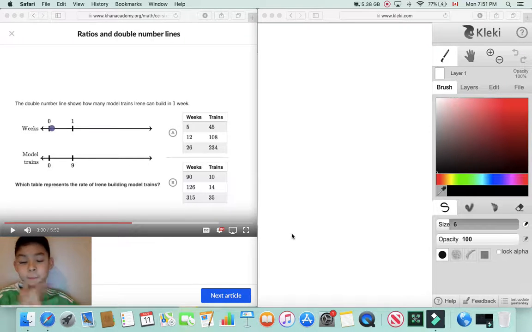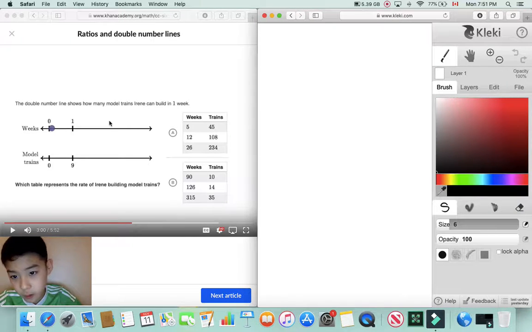Okay, so let me think about this question. So basically, there is a double number line. Straightforward. How much you can build in 1 week? So, which table represents the rate of Irene building model trains?